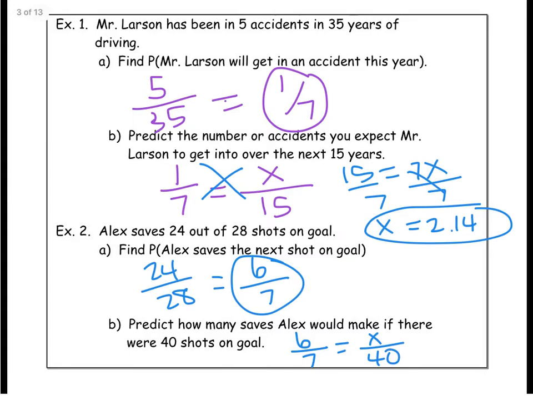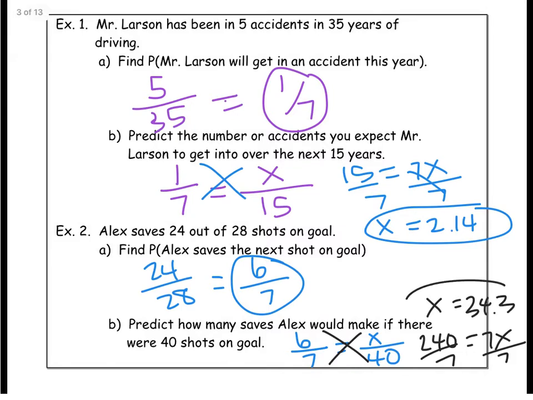So again, I'm going to use cross multiplication to solve this problem. So do 6 times 40, that gives me 240, and that is equal to 7x again. I'm going to divide by 7, and that gives me about 34.3. So if you wanted to, you could round down to 34 goals that he would save.